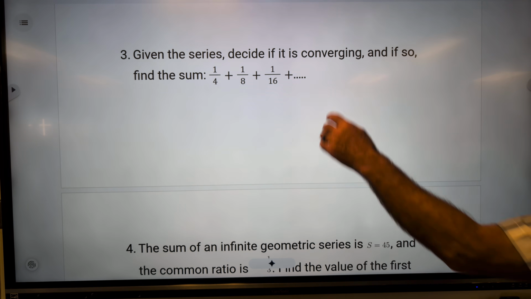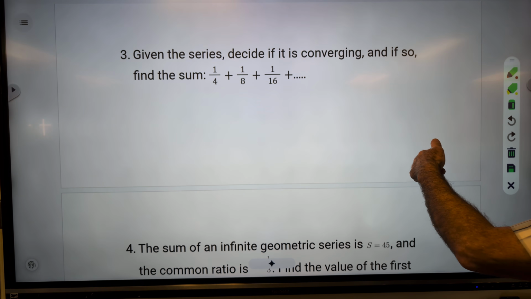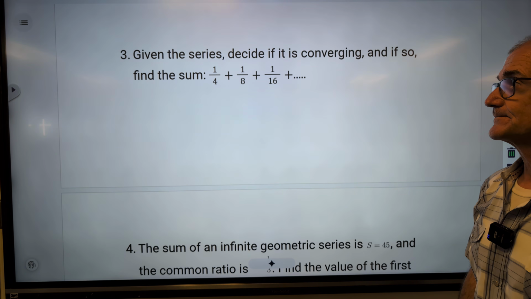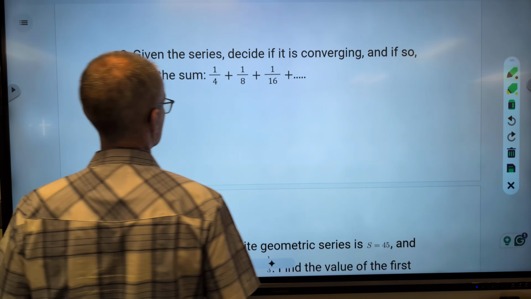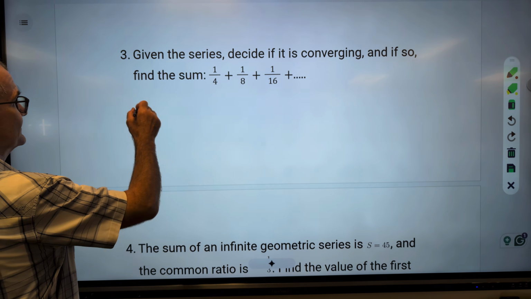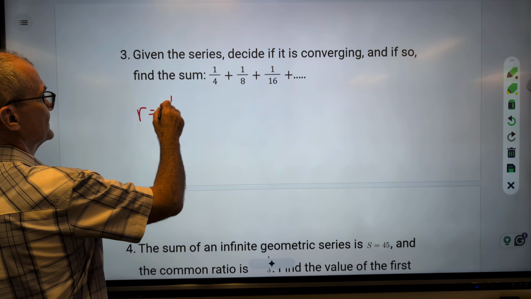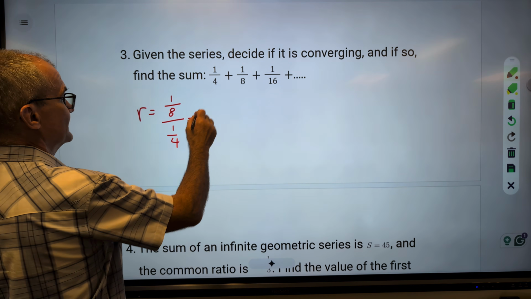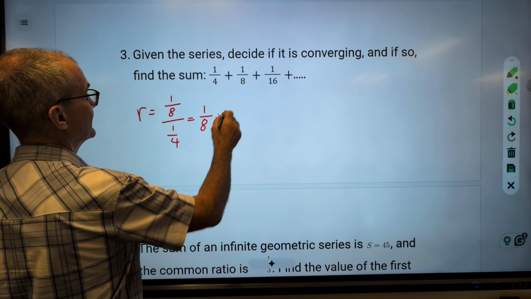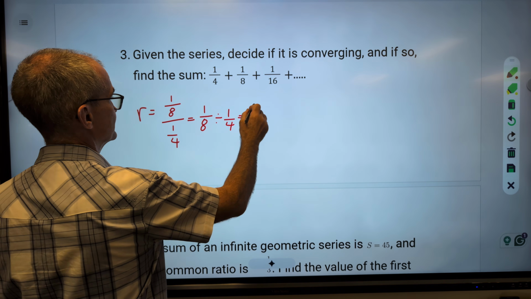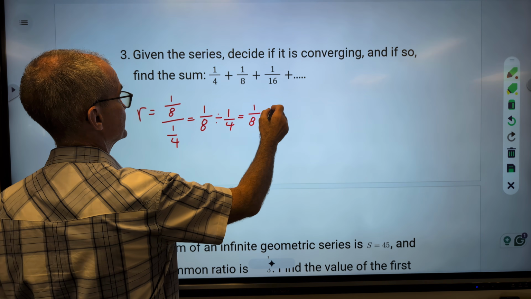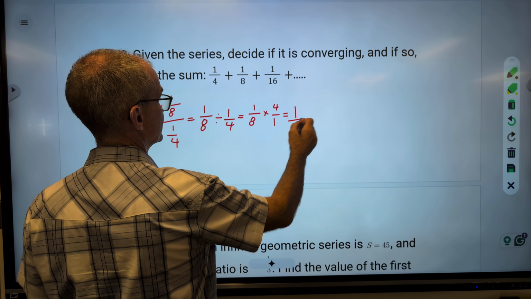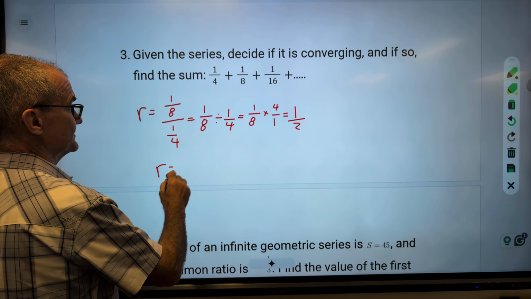Same problem. Given the series, decide if it is converging, and if so, find the sum. Go ahead, pause the video, give that one a try. So my common ratio here is one term, 1/8, divided by 1/4. Again, that is 1/8 times the reciprocal, 4/8, which is 1/2. So my common ratio is equal to 1/2.